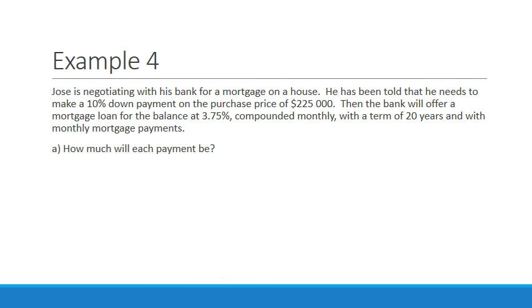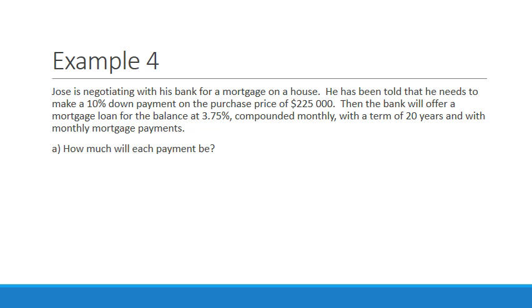Example 4. Jose is negotiating with his bank for a mortgage on a house. He has been told that he needs to make a 10% down payment on the purchase price of $225,000. Then the bank will offer a mortgage loan for the balance at 3.75% compounded monthly, with a term of 20 years and with monthly mortgage payments. A, how much will each payment be?